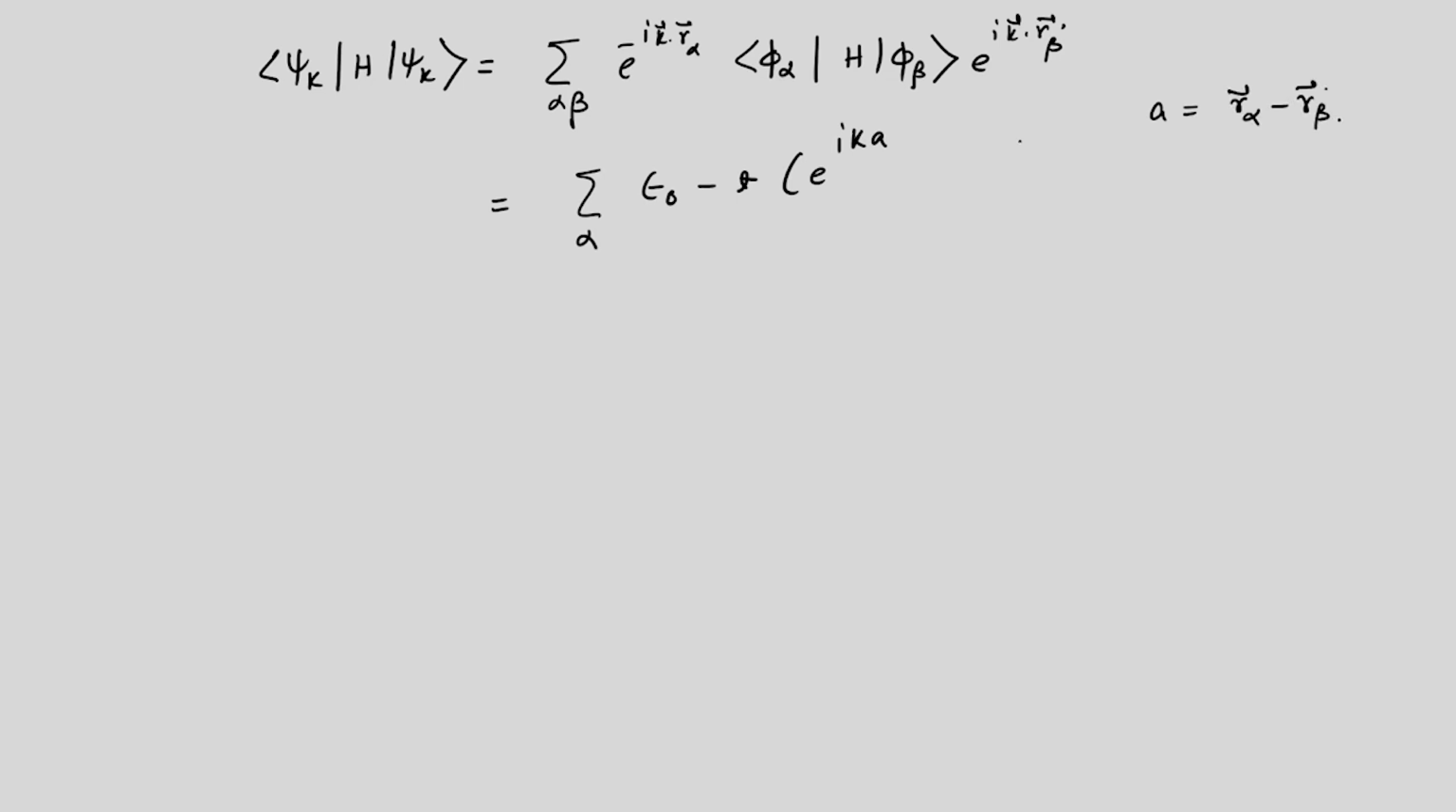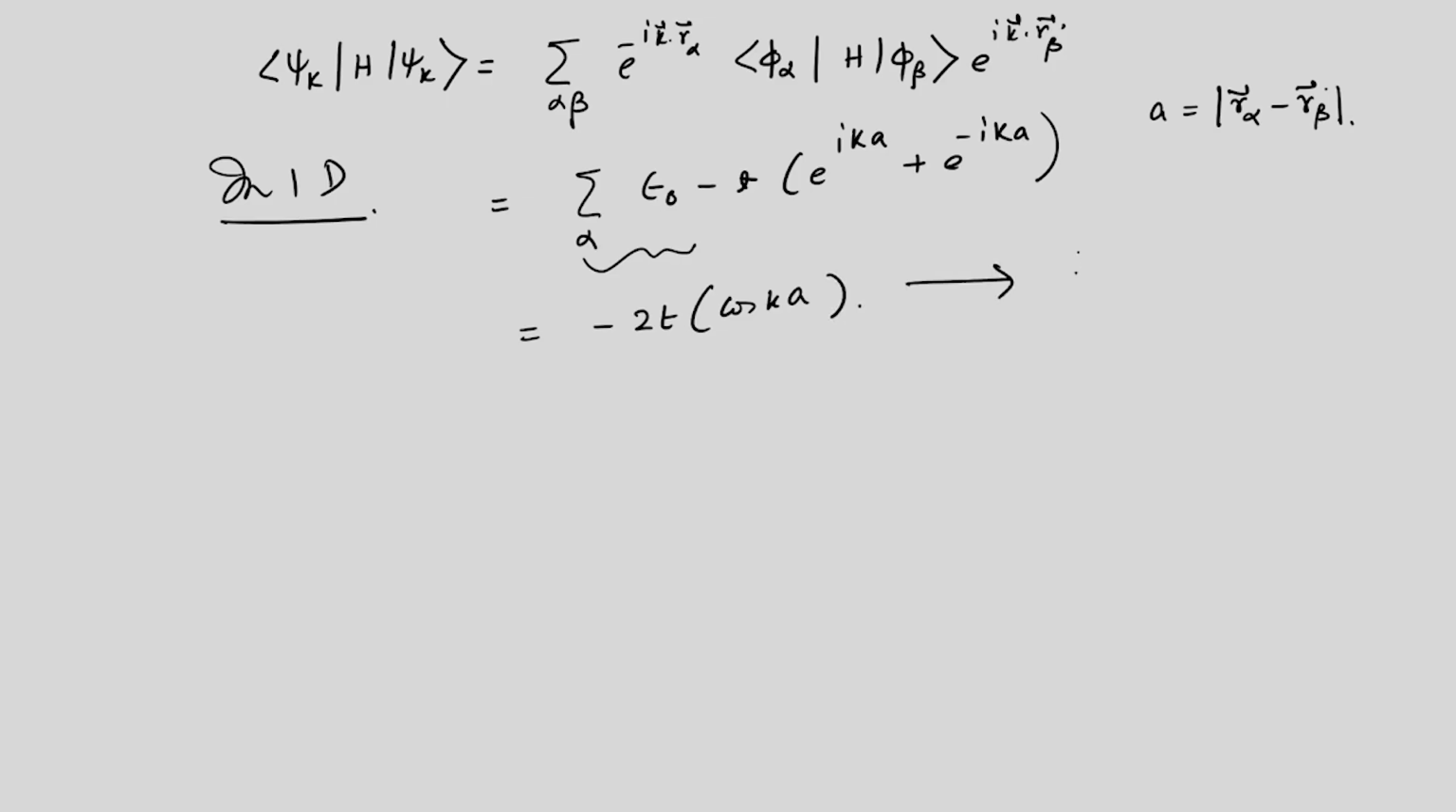So, I am writing it in one dimension. In 1D it becomes just a, the magnitude of this, plus exponential minus i k a, that comes from r alpha minus r beta. If you leave this term, which is just a diagonal term, then this becomes equal to minus 2t cosine k a. That is the tight binding dispersion for a 1D lattice.